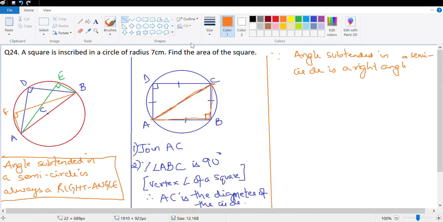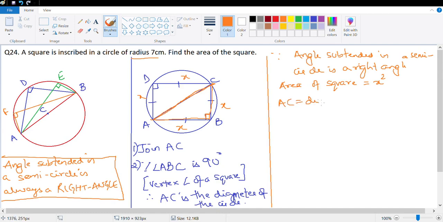Next, we need to find the area of the square. We know area of square, let this be x, this be x, this is x, this is x. So area of square is equal to x square. Perfect. How do we find the diameter? How do we find the value of x? Well, radius is 7, which means AC is diameter is equal to 14.